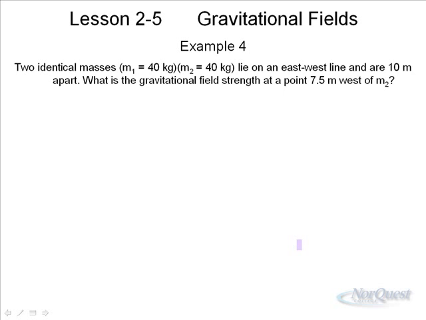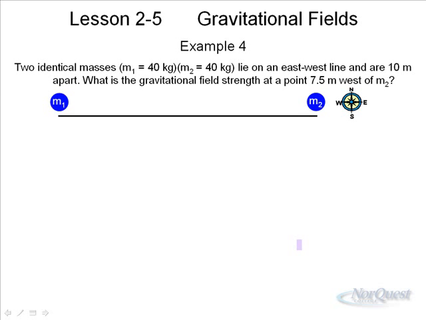And so one last example is dealing with gravitational fields. If you had two identical masses, m1 and m2, situated on an east-west line, and they were 10 meters apart, what's the gravitational field strength at a point 7.5 meters west of m2? So what they're saying is, at this point where the star is, what's the gravitational field strength?